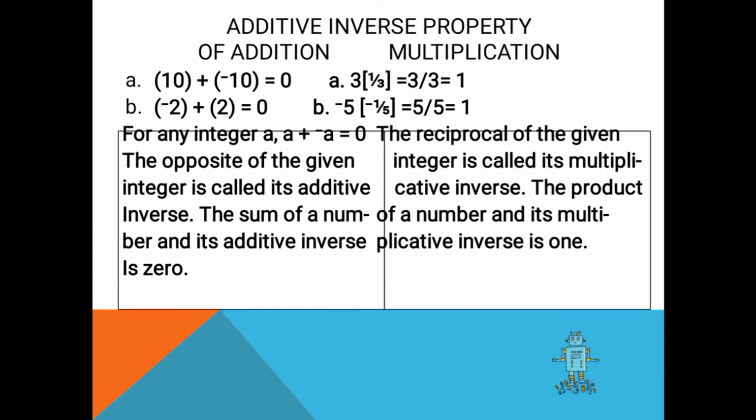So when you multiply, what is our rule in multiplication of a fraction with a whole number? Multiply the whole number to the numerator, then copy the denominator. So 3 times 1 is 3 over 3. When you simplify, 3 over 3 is equal to 1. Did you get it? Next, letter B. Negative 5 times negative 1 is positive 5 over the denominator of 5. So 5 over 5 is equal to 1. That is the simple explanation for you to understand.